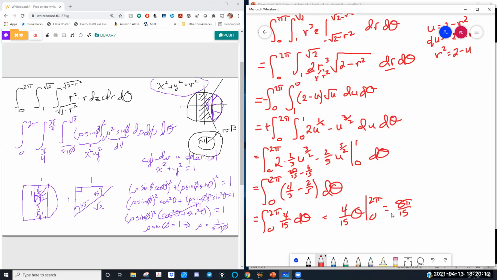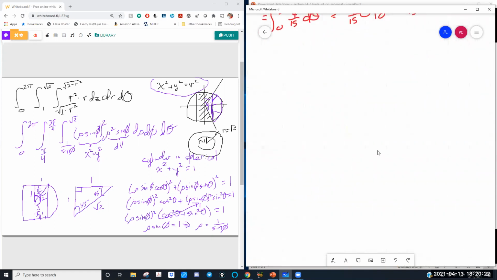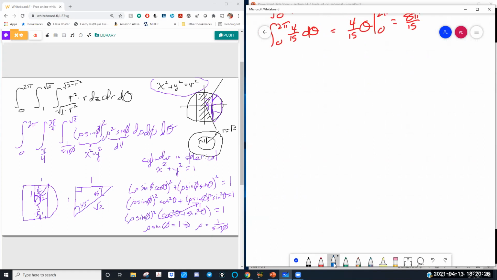Now let's just see what this would have looked like. Whoops, I did not mean to do that either. Let's just see what this would have looked like in spherical. Again, our goal is to make it as easy as possible on ourselves. If we're trying to do this one in spherical, we have 1 over sine phi to rad 2.